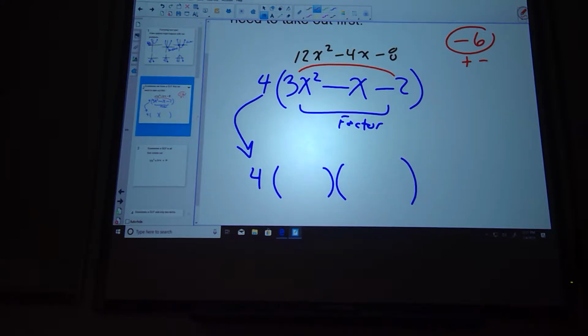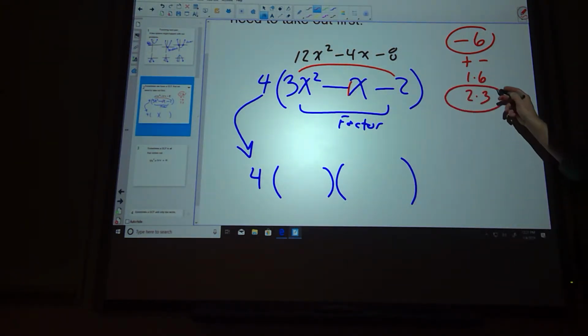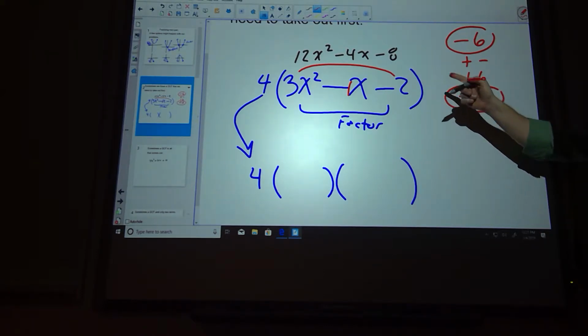What factors of negative 6, one being positive, one being negative, add up to negative 1? 1 times 6, will those work? What's another factor of 6? 2 times 3. If one of those is positive and one of those is negative, will we get negative 1? What will we get right there? 2 and 3, which one's positive? If I flip-flopped it, it'd be a positive 1.